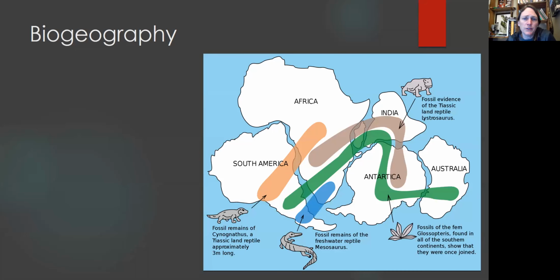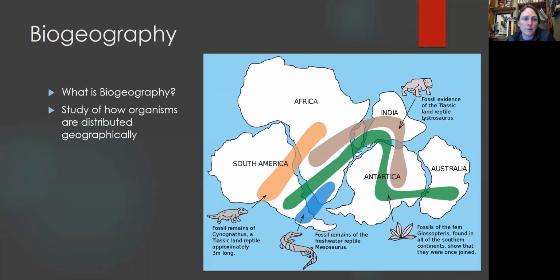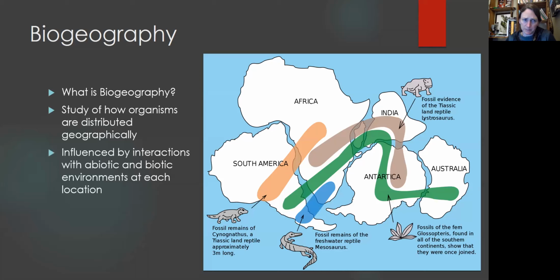So moving on to biogeography, it's really neat when we study patterns of organisms across the landscape. It's the study of how organisms are distributed geographically. And biogeography is influenced by interactions that organisms have with their abiotic and biotic environments at each location. And here you can see a picture showing one of the continental configurations that existed in previous times, and how we can see fossil remains crossing over these continental boundaries because they used to be combined.